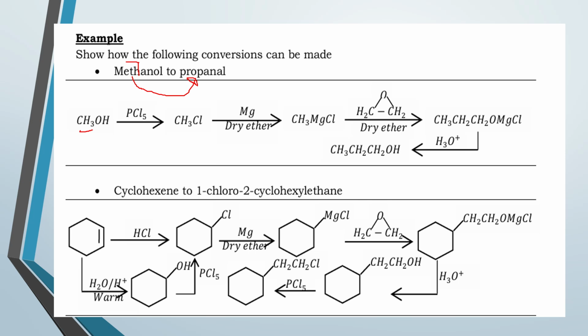We get our methanol. We say that we are going to be converting alcohols to halides using strictly phosphorus pentachloride. Having done that, we add our magnesium, but whenever adding magnesium, always use dry ether. After that, we add our carbonyl compound, also present in dry ether. Now after that, we remove the magnesium halide by using acidified water. You can either use dilute hydrochloric acid, HCl(aq), or you can use hydroxonium ion, or you can use H2O with the hydrogen ion to get the final product that was required.